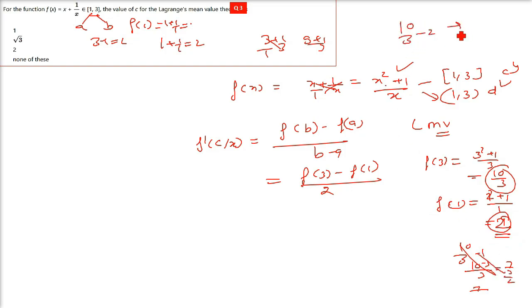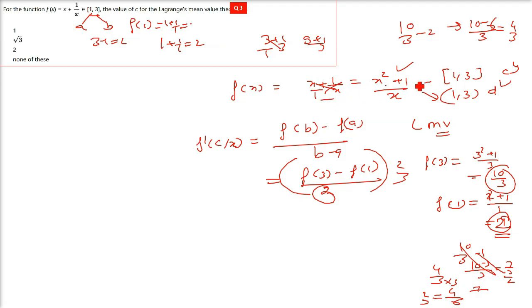So this 10 by 3 minus 2 is 10 minus 6 by 3, that is 4 by 3, and you already have a 2 in the denominator. So 2 in the denominator, 2 2s are 4, so it is going to be 2 by 3 actually. Now this 2 by 3 is simply f dash c, but we haven't found f dash x. We have just computed fb minus fa by b minus a.